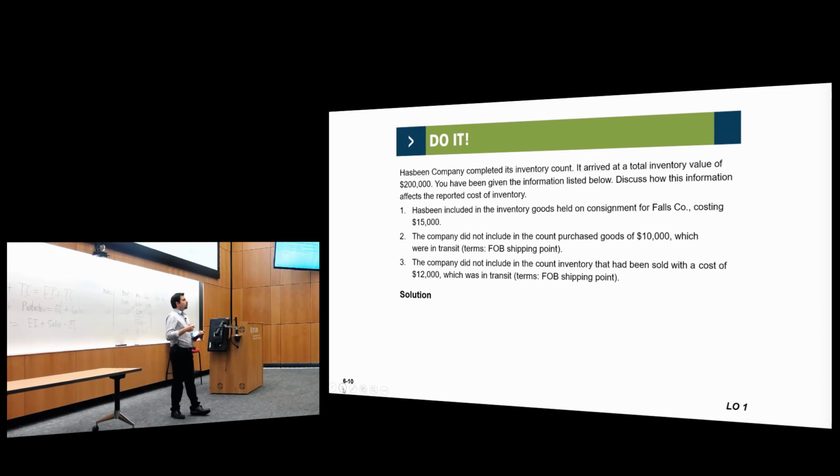It will increase. So basically, their inventory was overstated by 15,000, right? What does the company need to do? They need to deduct it. They need to remove those 15,000.